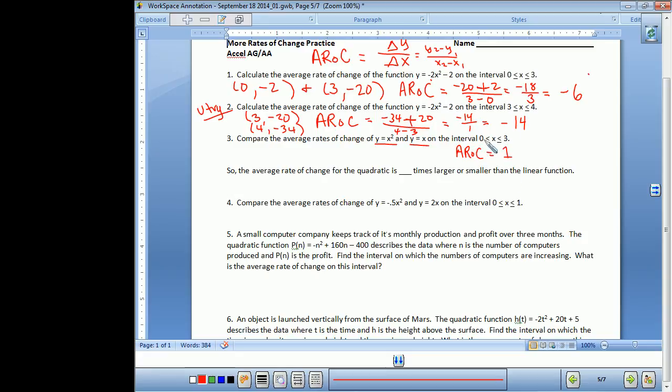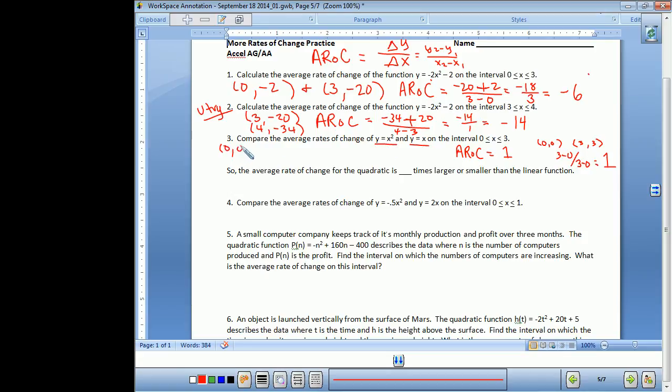Now if I plugged in 0 and I plugged in 3, I'm going to get 0, 0 and 3, 3. And when I do 3 minus 0 over 3 minus 0, I get 3 divided by 3, which is 1. So if you're chugging along on your quiz and you accidentally do it, you should get the same thing as the slope.